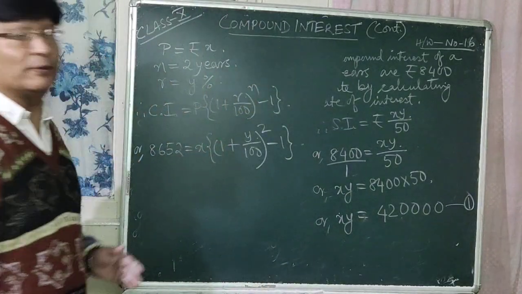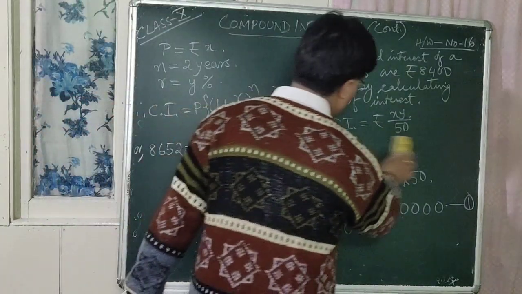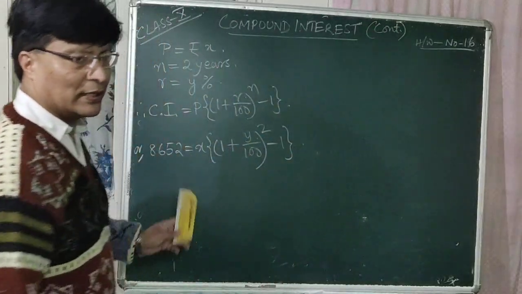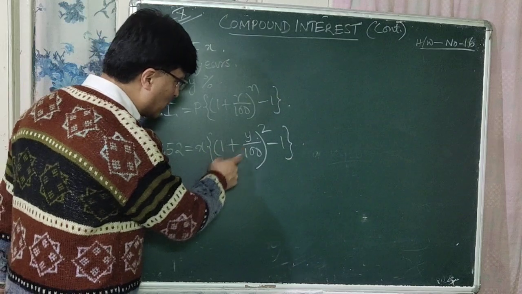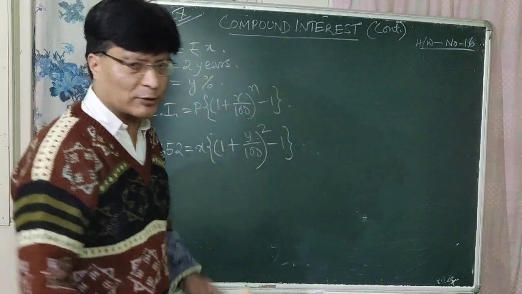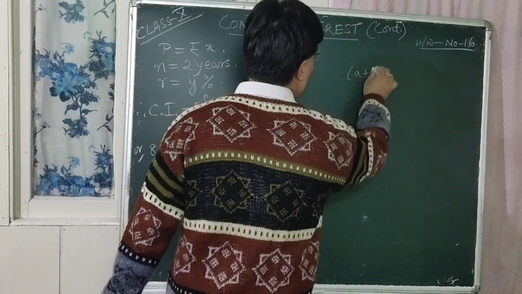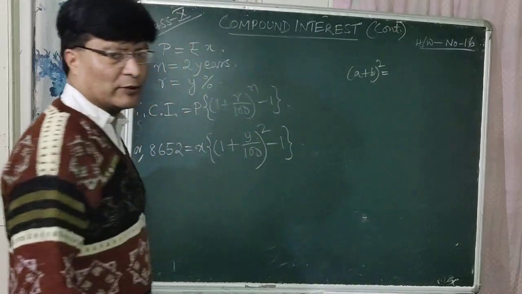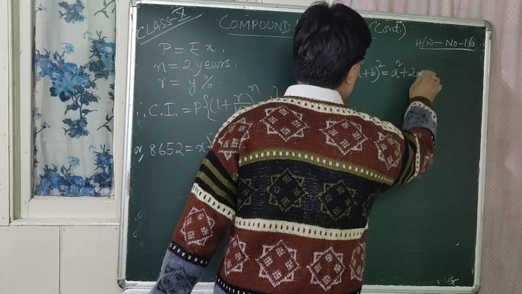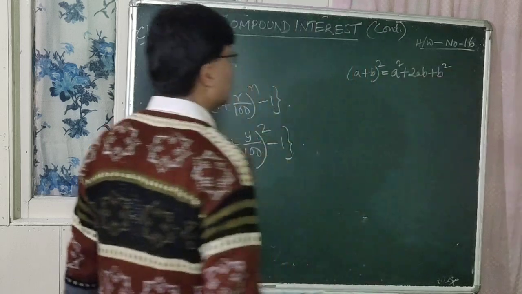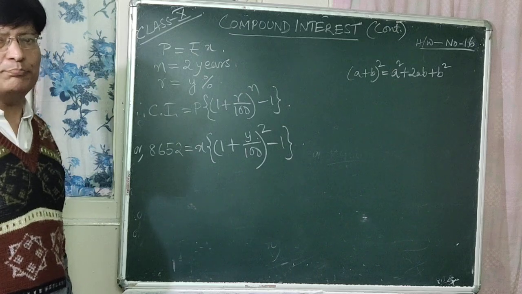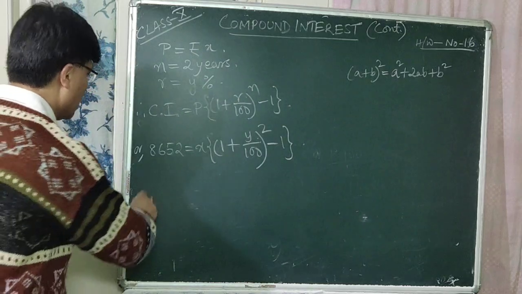So now, how can we simplify it? Let us simplify it. Now this is in the form a plus b whole square. Don't take the LCM and simplify it. Let us use the formula a plus b whole square. You know a plus b whole square, isn't it? You have done it in class 7, I think. That is a square plus 2ab plus b square. So a plus b whole square is equal to a square plus 2ab plus b square. That is the formula.